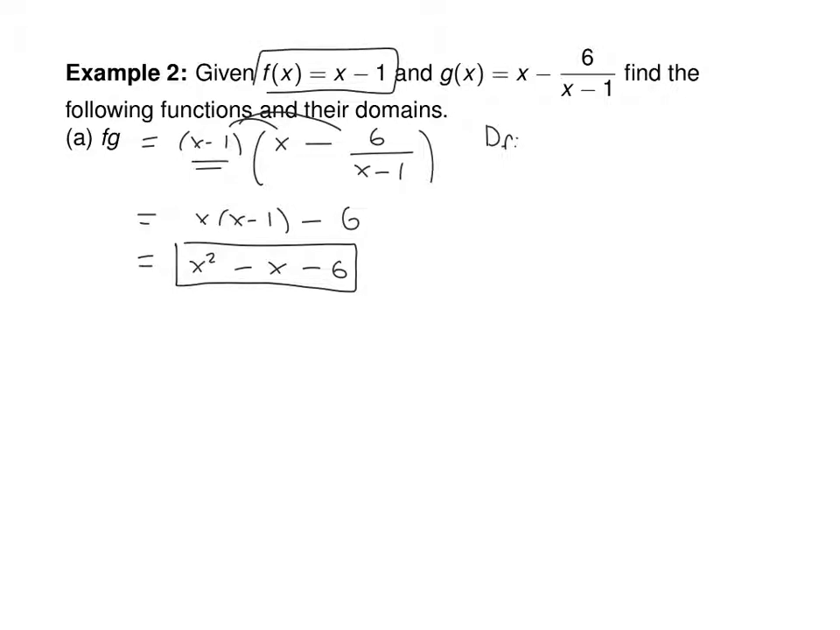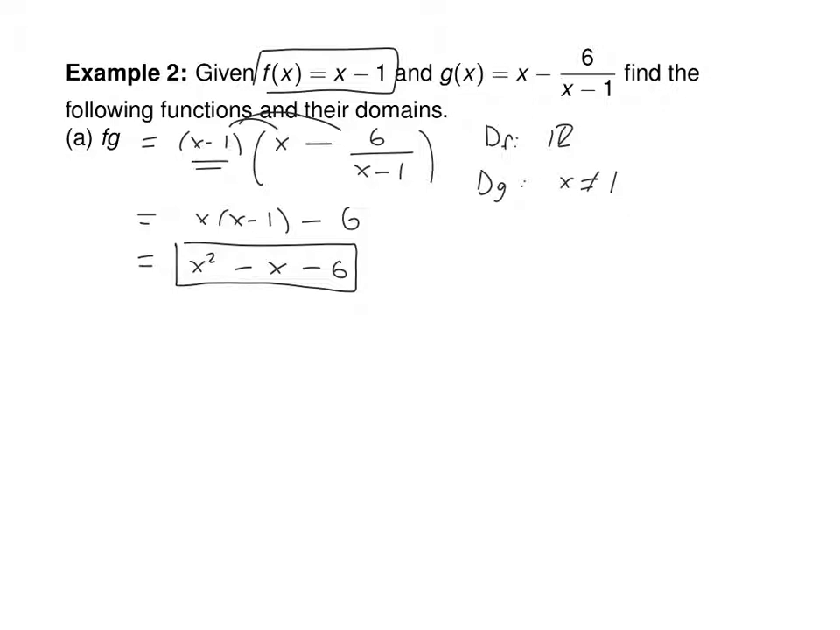F, sorry, you said for G is right. So the domain of f is all real numbers, right? Anything goes. The domain of G is just that x cannot equal 1. And even though that denominator canceled when you multiplied, you still have to leave the 1 out because this function came from doing f times G.